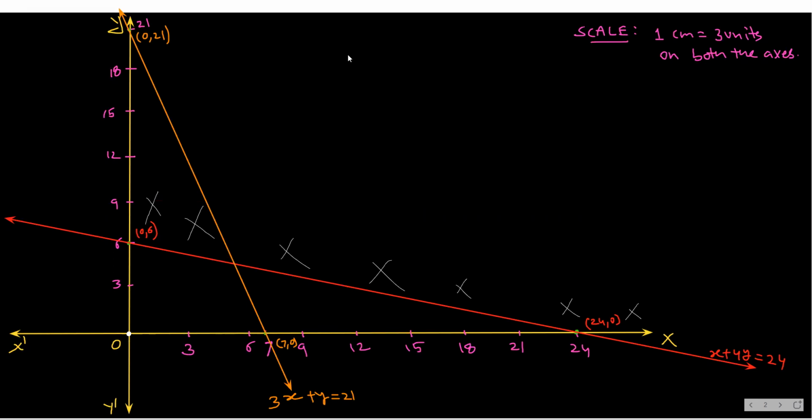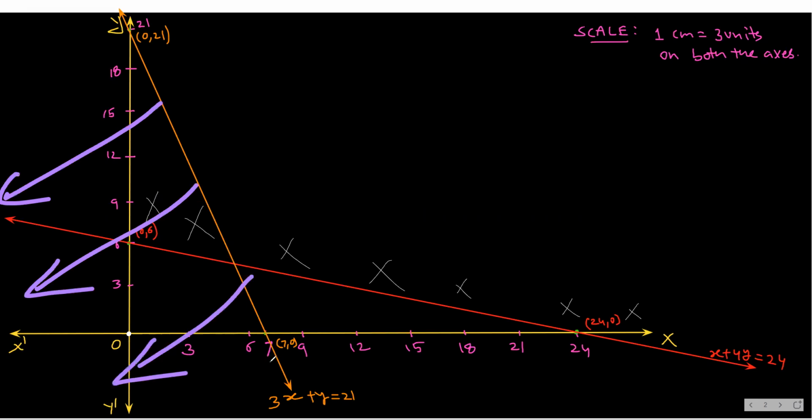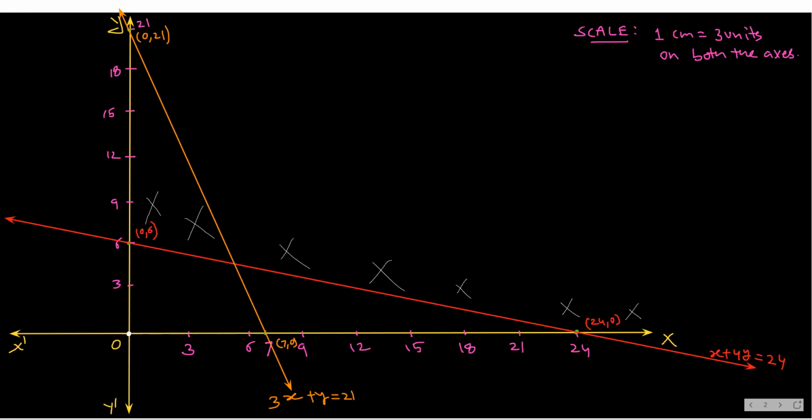Because you have understood that the solution set is this side, but you will not shade it. What you will do instead is put the cross. So here you put a cross, a cross, a cross, and definitely you put a cross here, because this is not the solution.